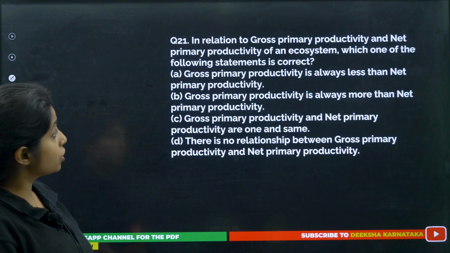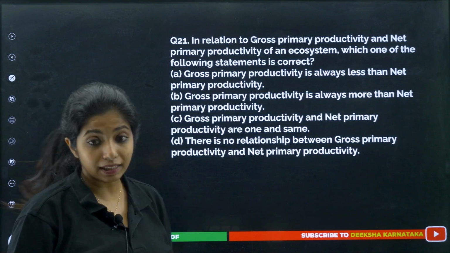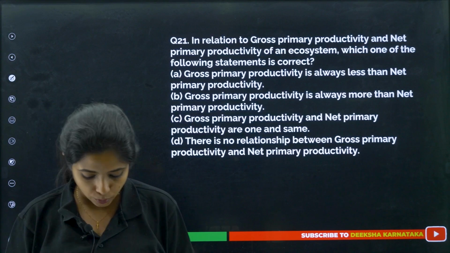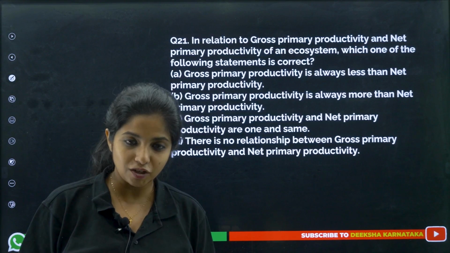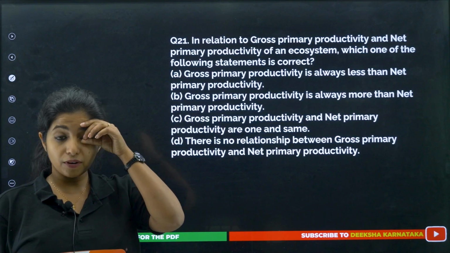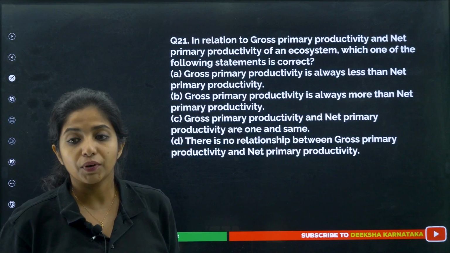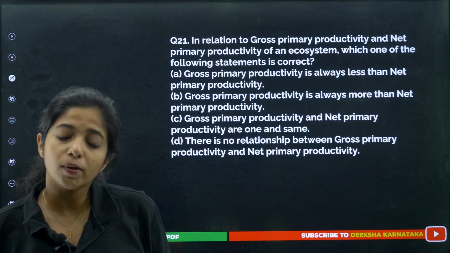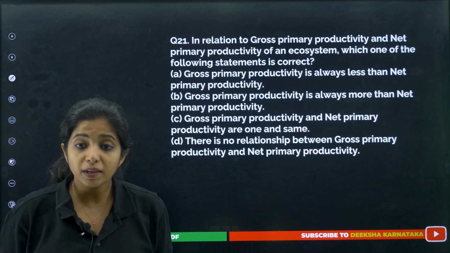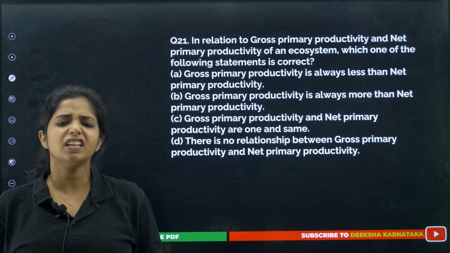So now from here, these are NEET questions that I put. 20 questions were put in this particular chapter, so I have been putting extra questions from NEET. So, in relation to gross primary productivity and net primary productivity of an ecosystem, which one of the following statements is correct? Gross primary productivity is always less than net primary productivity.